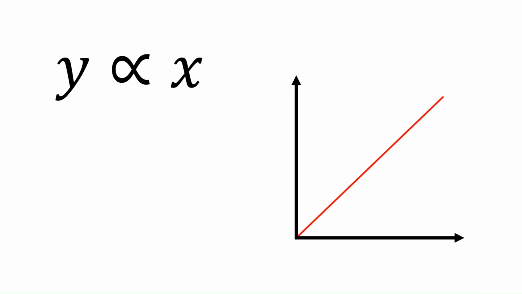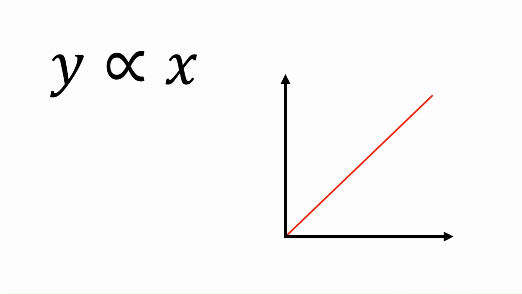Direct proportion isn't just algebra, it also has a very clear graphical meaning. If two quantities are directly proportional, the graph is going to be a straight line that passes through the origin. So if you work 0 hours, you earn £0. So we can see that as x increases, y increases. If we double x, we double y. If we triple x, we triple y.